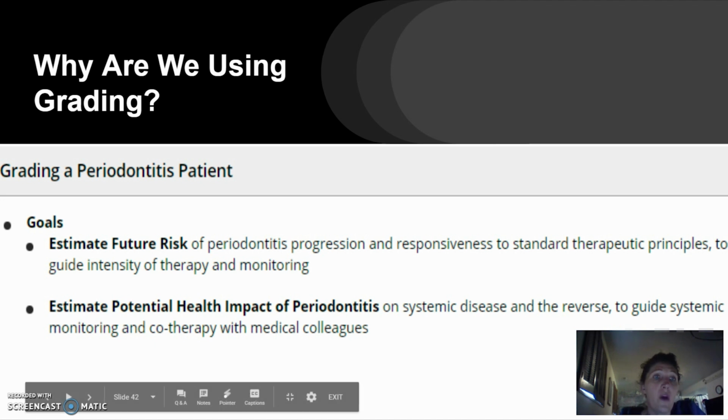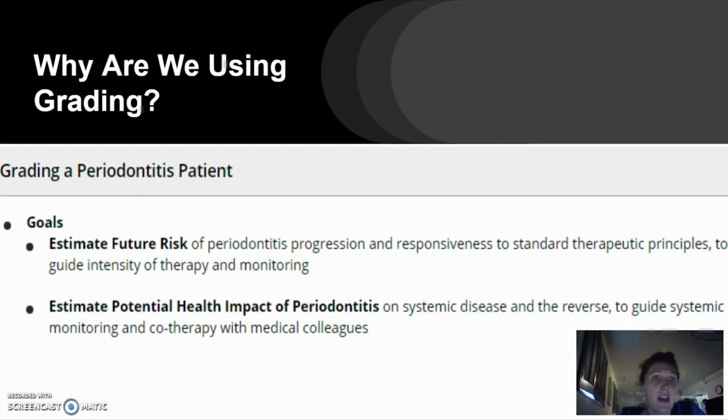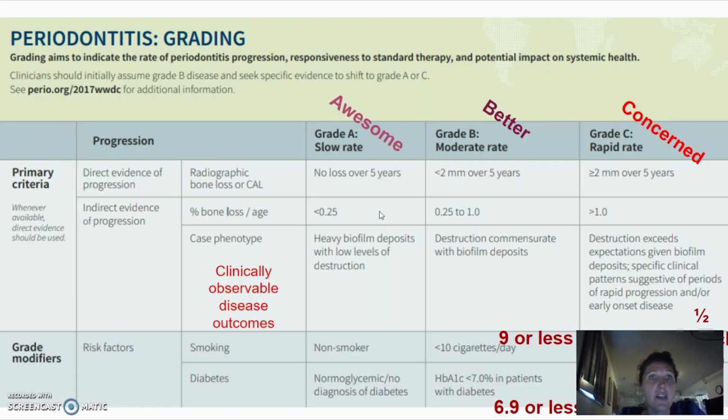Okay, why are we using grading now? We've learned how to stage our patients. Now let's learn how to give them a grade. And grading helps us estimate future risk. Are they at risk for future tooth loss or progression of the disease, or are they doing pretty good? So here's grading. This piece of paper also comes from perio.org. We did not create this on Hygiene Edge. And I would recommend that you print it out, write on it to determine your patient's grading.